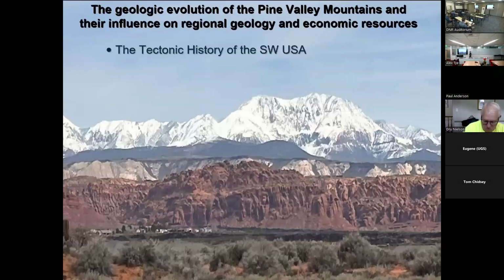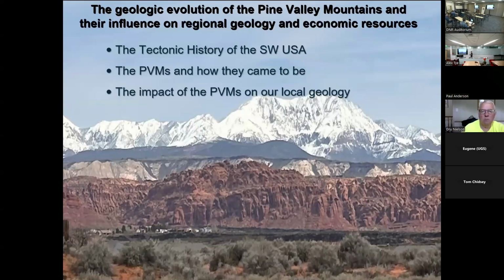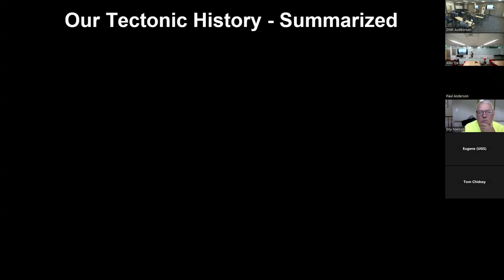All right, so in order to do that, I'm going to review the tectonic history. Now, some of this is going to be just a review for a lot of you, but I feel it's necessary to get the timing down on the timing of structure, the timing of emplacement of the laccolith, the timing of the ore deposits, et cetera, in order to make this story happen. Then I'll talk about the Pine Valley Mountains and how they came to be, and then how the Pine Valley Mountains, besides being a rain shadow for the St. George area, impact the local geology and economics. So let's start off with the tectonic history.